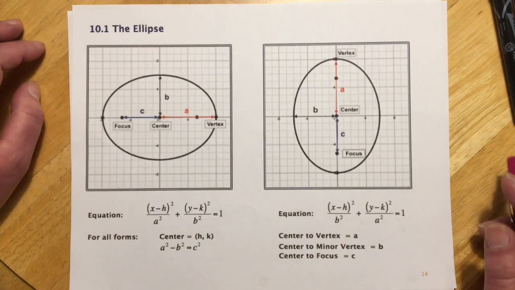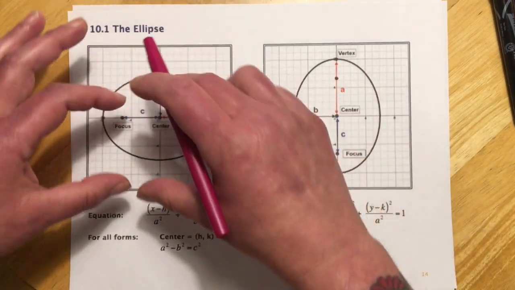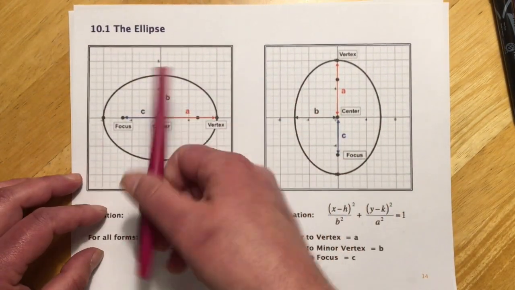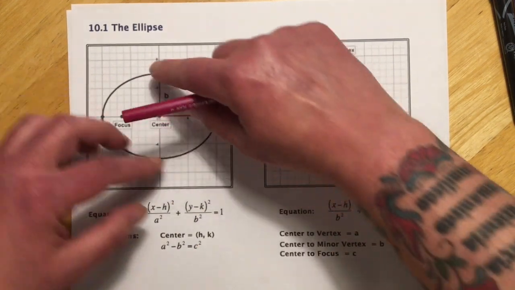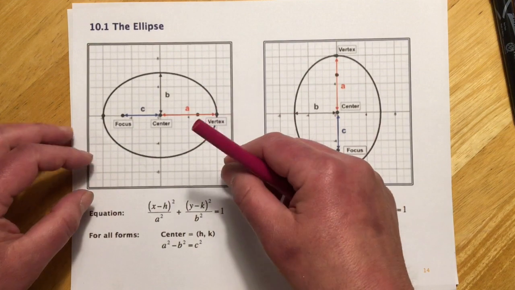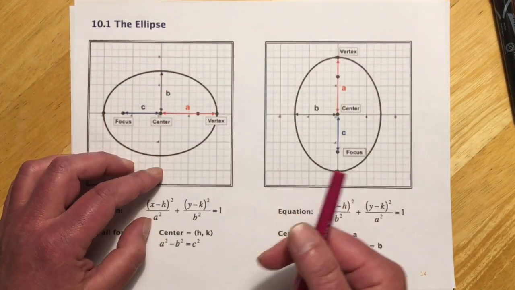Hey guys, so this is section 10.1, the ellipse, and ellipses are circles that kind of got squished. They're circles with, like, a non-constant radius, basically. So we have one side that's going to be long, one side that's going to be shorter. And so this is called the major axis. This is the minor axis.